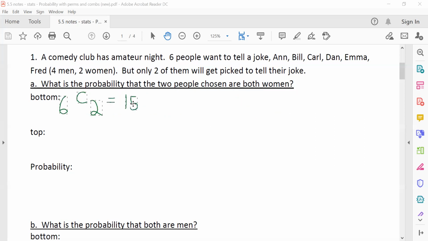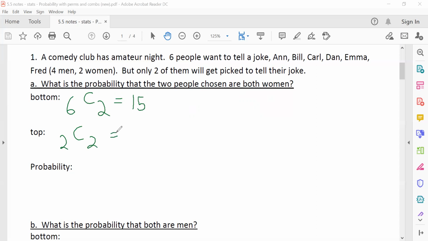So that's going to be the bottom number. That's going to be the total. That's going to be the denominator of our probability calculation. Now the top number, now we're just honing in on the 2 women. Out of a group of 2 women, we want to pick 2 of them to be our group of 2 that get to go tell a joke.